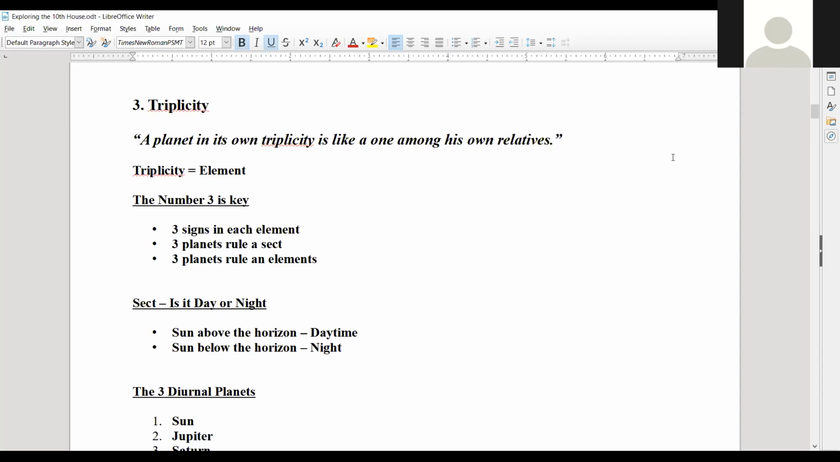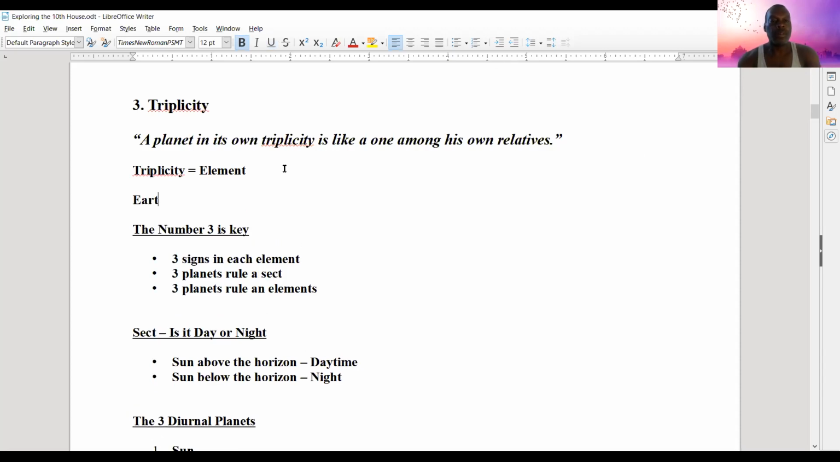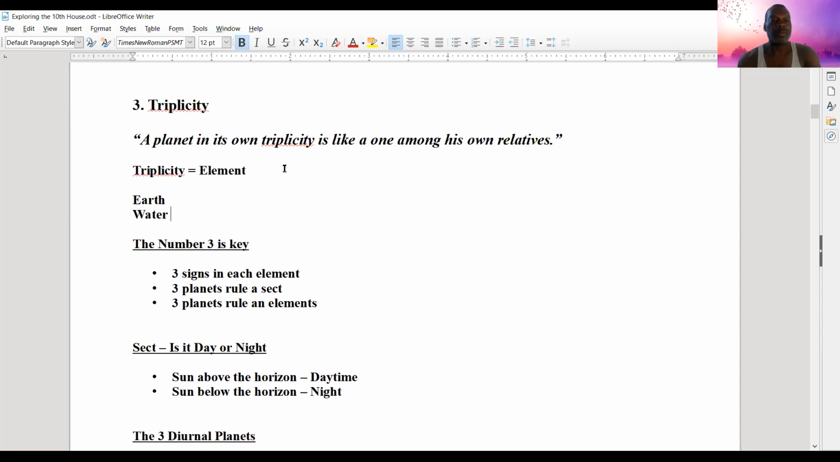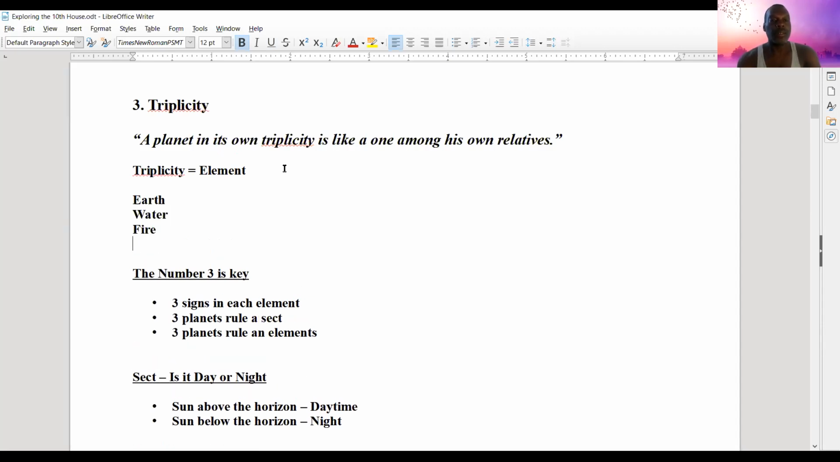Okay, so triplicity is another word for element. Triplicity means element. What the 4 elements are, we're going to get to that in a second, but you know what the 4 elements are, right? Earth, water, fire, air. Okay, so those are the 4 triplicities. Within each triplicity, there are 3 zodiac signs. So there are 3 earth signs, 3 water signs, 3 fire signs, and 3 air signs.